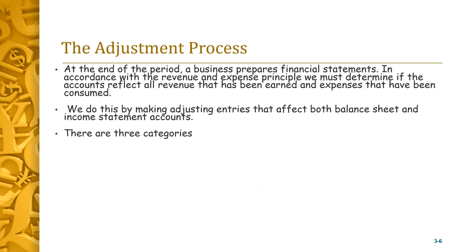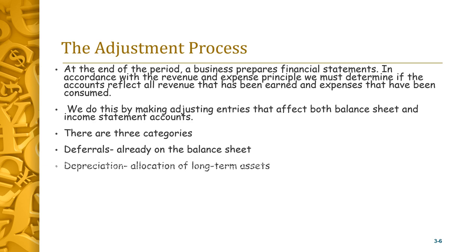There are three categories. There are deferrals. These are items that are already on the balance sheet. An example would be we have prepaid insurance, but time has gone by and we've consumed it. Or we have office supplies and we've used them up. Or we've received revenue in advance and now we've earned it.